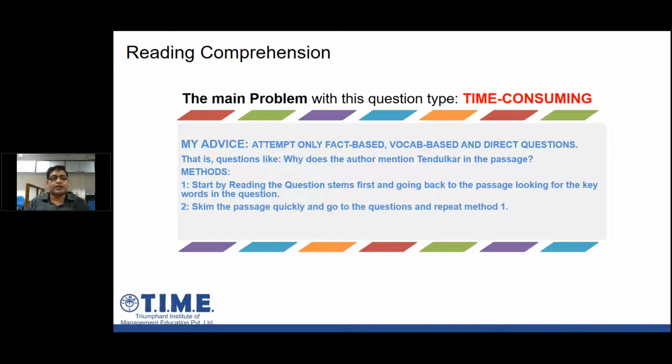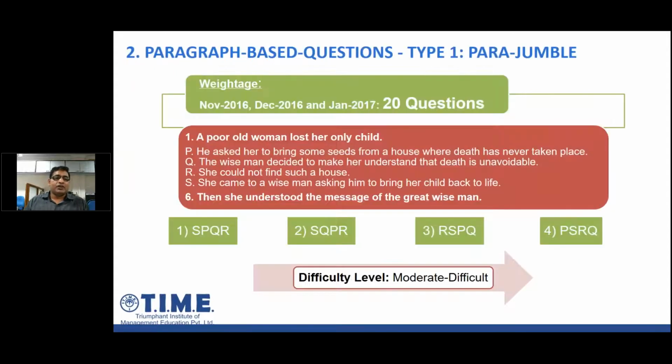We'll move on to the next question type. The second question type that I'm going to discuss is something that we call paragraph-based questions. And in SSC, there are two types of para-based questions, and the first type is the para-jumble question. We at times refer to this as para-jumble, some refer to it as para-formation, and some people even call this paragraph scrambles or scrambled sentences.